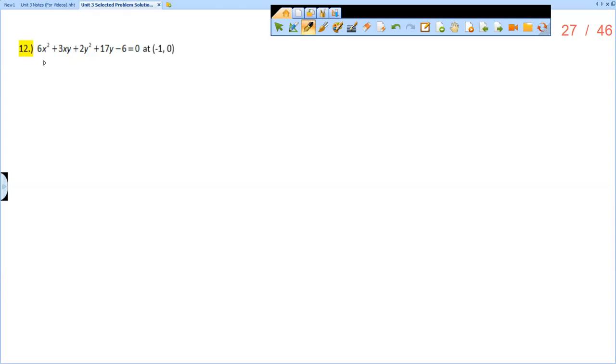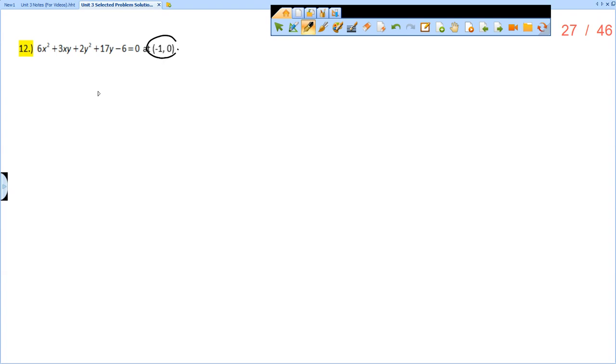All right. So this is the solution video for section 3.5, problem number 12. The directions say find the lines that are (a) tangent and (b) normal to the curve at the given point. So we have our equation 6x squared plus 3xy plus 2y squared plus 17y minus 6 equals 0, and we want it at the point (-1, 0).